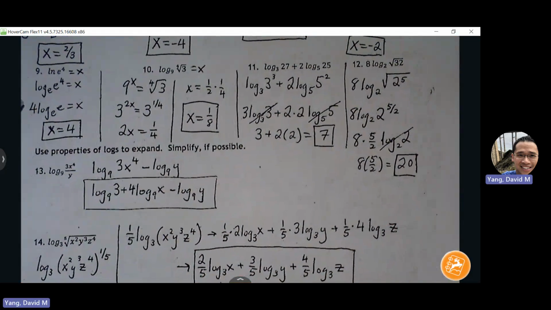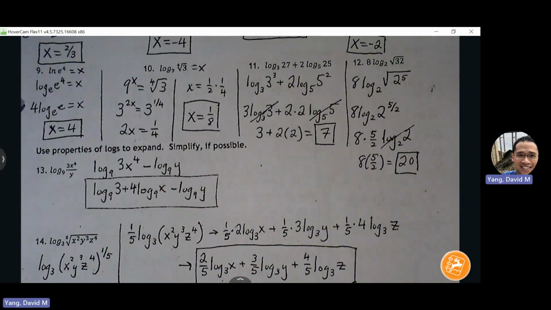Okay, 14, you're just expanding, trying to find a way to get the x, the y, and the z to all be separated by either plus or minus.